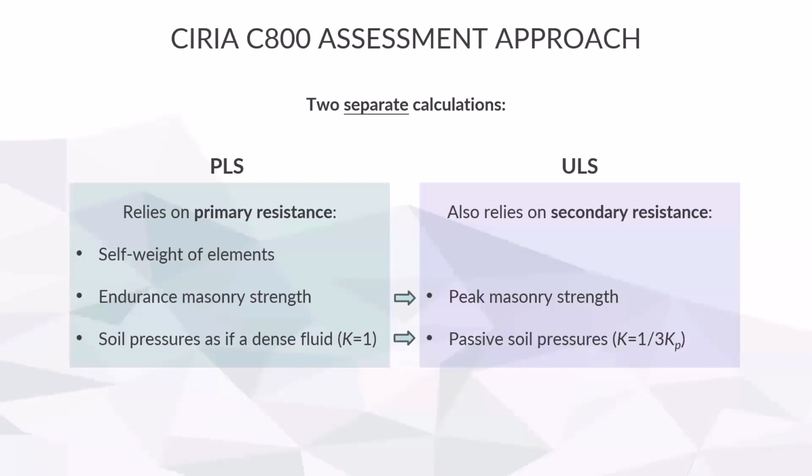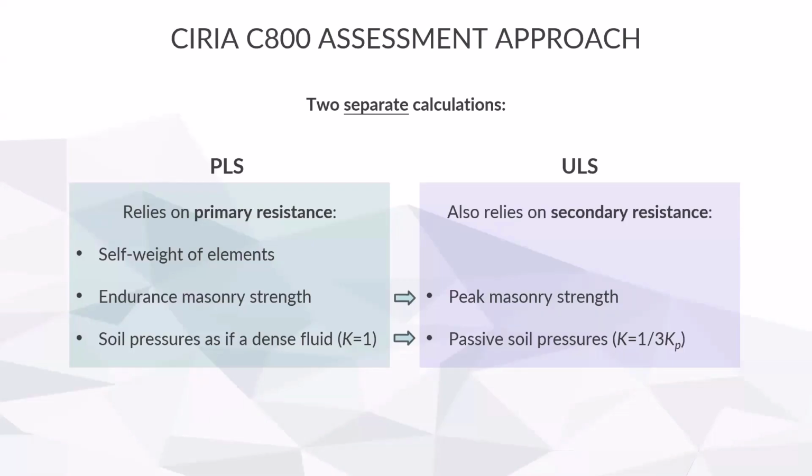In contrast, at the ultimate limit state, we're looking at self-weight of elements, but also the peak masonry strength rather than the endurance masonry strength, and also passive soil pressures are now mobilized. We're using retaining wall theory. We know that the lateral earth pressures are typically 1/3 of the peak value. So we're relying on secondary resistance in order to provide the resistance at the ultimate limit state, whereas we're just relying on primary resistance elements at the permissible limit state.